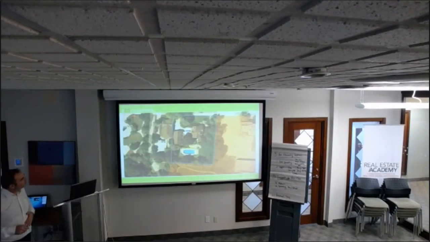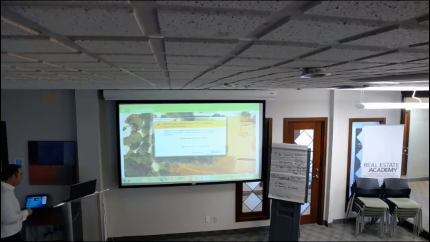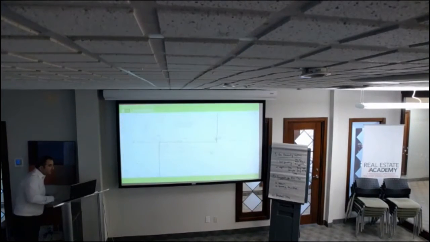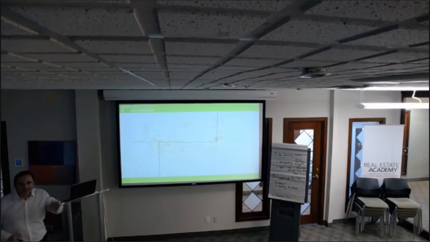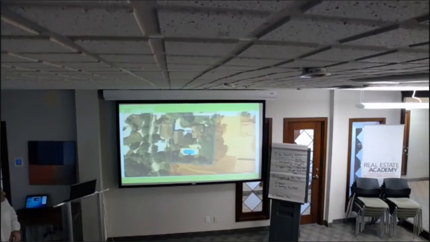There's the property. Again, the street now is up at the top there. Here's the back. Here's a survey. I don't expect you to be able to see that, but nonetheless. Here's a survey of the back of that property. What we're actually looking at is a zoom in of this area here on the survey.